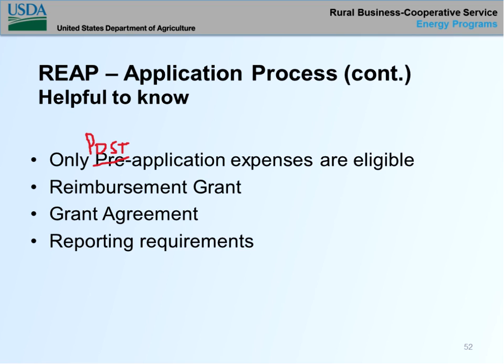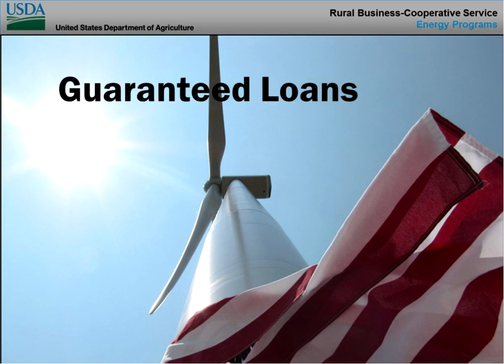A few more things that are tied to the program: the maximum amount of grant assistance is $750,000. Grants can cover a maximum of 25% of the total project costs. There's minimums and maximums that go with both renewable energy and energy efficiency systems. So renewable energy, the minimum grant is $2,500, so you need a system that costs at least $10,000, and then the maximum grant is $500,000. Energy efficiency, the minimum grant is $1,500, so you need a project that costs at least $6,000, and the maximum grant is $250,000.